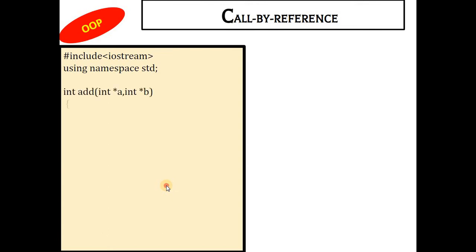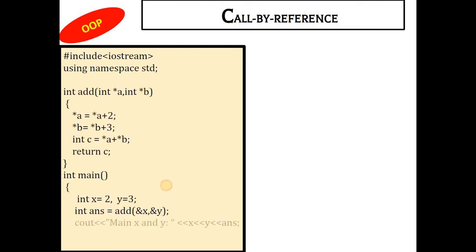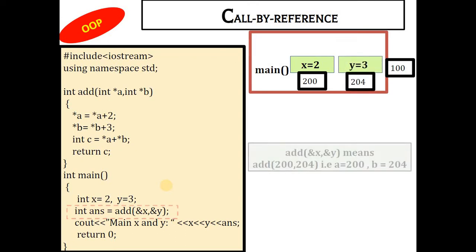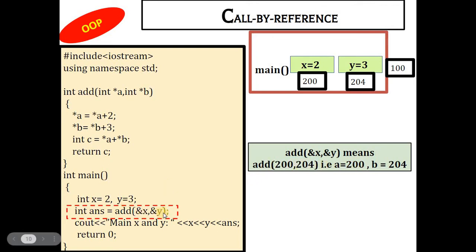Here you are having integer asterisk a plus 2. So a similar program is written. Now we will see the memory representation. In main, x is equal to 2 at 200, and y is equal to 3 at 204. Add ampersand x comma ampersand y means add 200 and 204. Ampersand x and ampersand y we are passing. So a is having the address location 200 and b is pointing to address location 204.